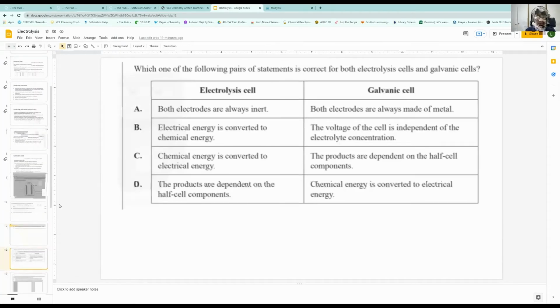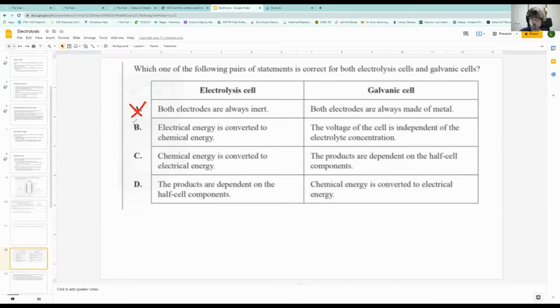All right, that's a big old short answer question there. Let's have a go at a multiple choice. Which one of the following pairs of statements is correct for both electrolysis cells and galvanic cells? Let's just have a look at the electrolysis ones for now and see if we can eliminate some incorrect answers. Both electrodes are always inert. That's just kind of flat out wrong. You can have a metal electrode that reacts.